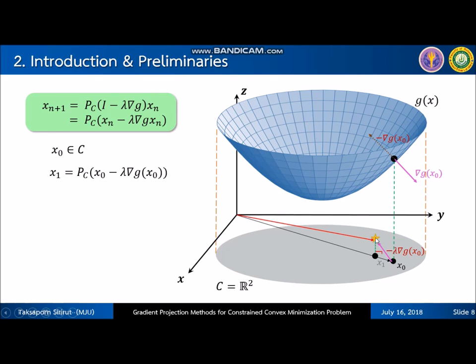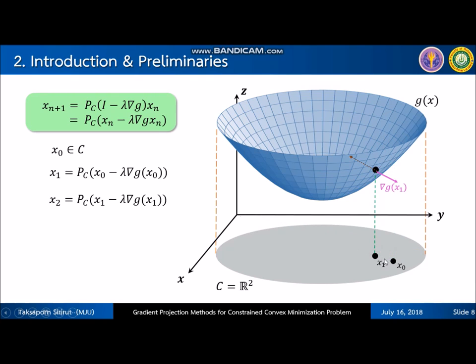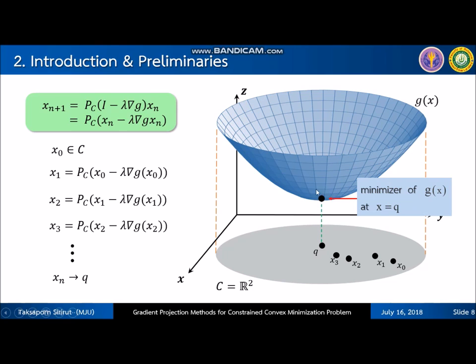And its projection is x1. If we do the same way, we get x2. x2 is the projection of the new resultant. And we get x3 and so on. And then xn converges to q of the function g. That is, the function g at q is the minimum of this function.